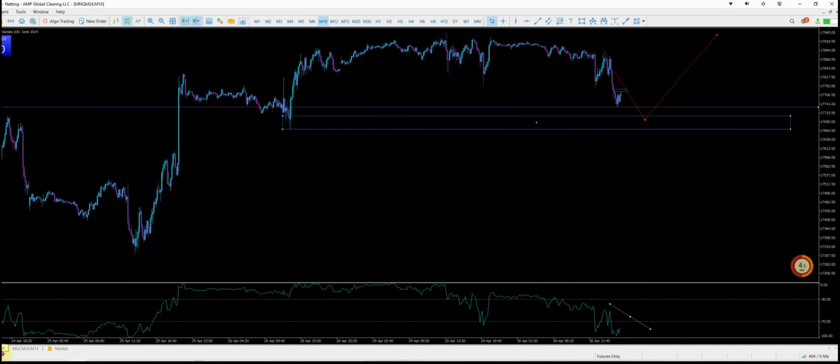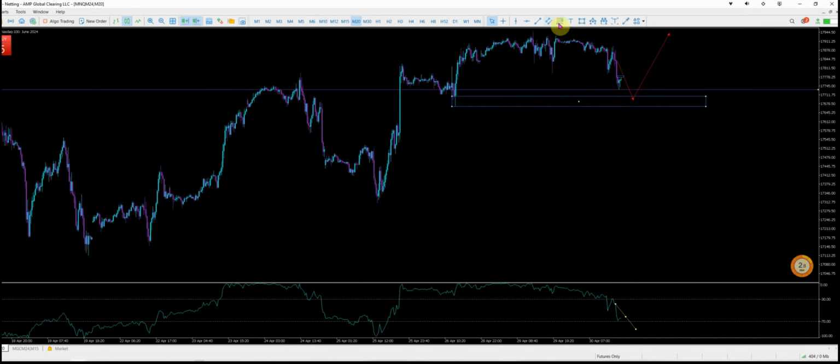On the NQ, we had a similar situation in terms of the area not being respected. We can draw a very similar rectangle right here, and the same thing happened. We popped through and closed below, retraced, came down. So we're going to see what happens here this afternoon, whether we get any movement on this, back to the upside.